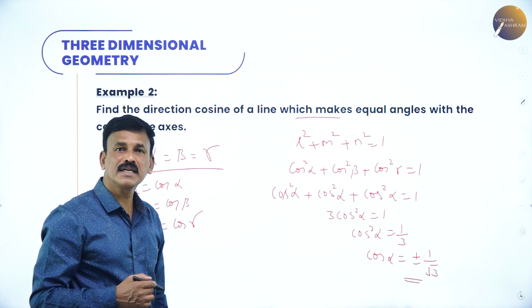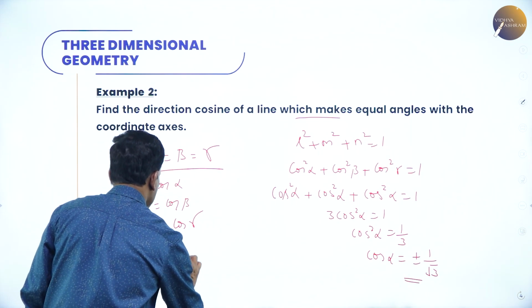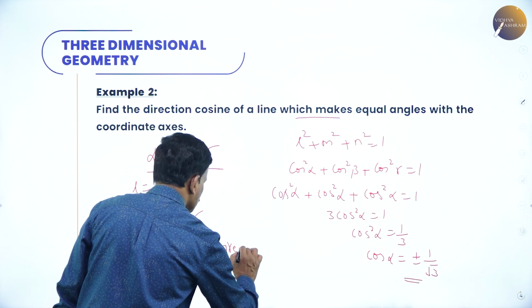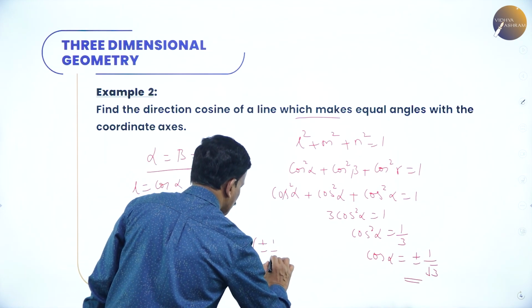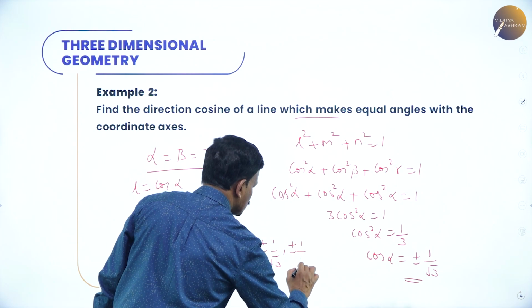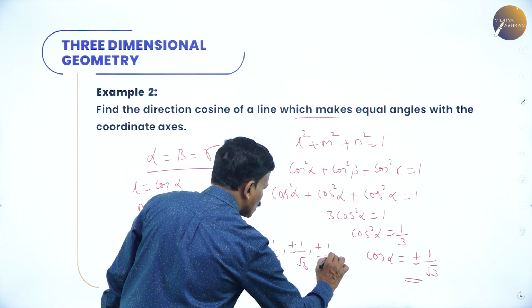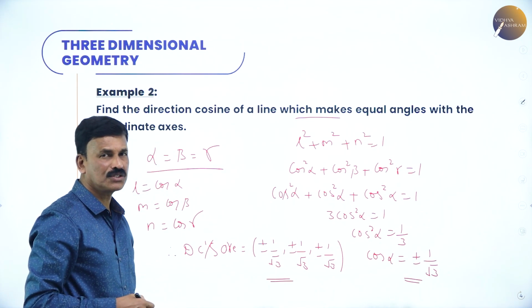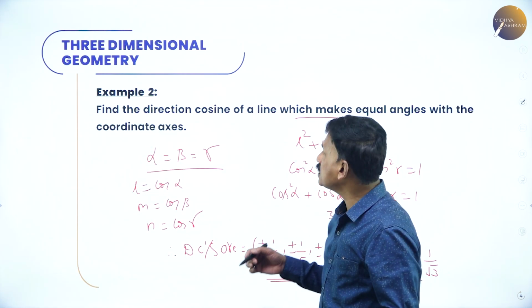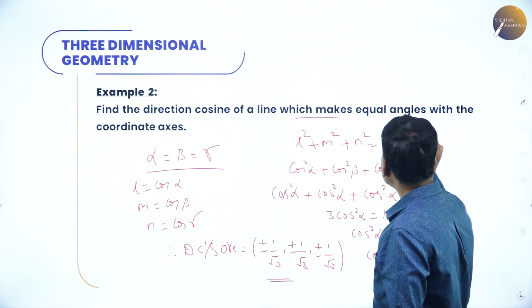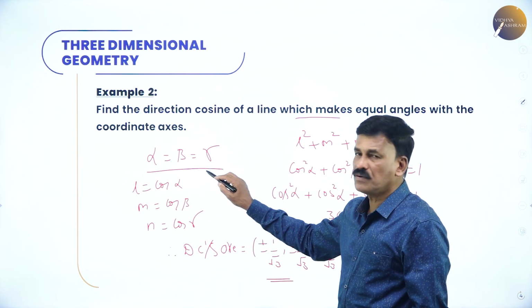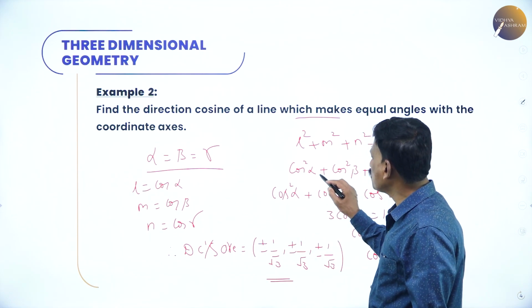So what are the direction cosines? Therefore, the direction cosines are plus or minus 1 by root 3, plus or minus 1 by root 3, plus or minus 1 by root 3. These are the direction cosines. Very important. That is the direction cosine of a line which makes equal angles with the coordinate axes, where alpha is equal to beta is equal to gamma. Substitute here.